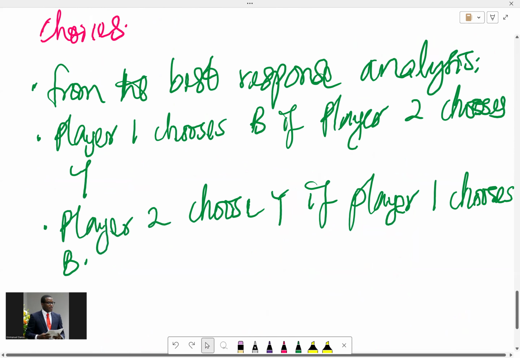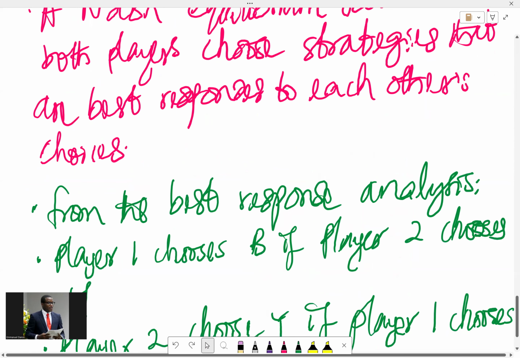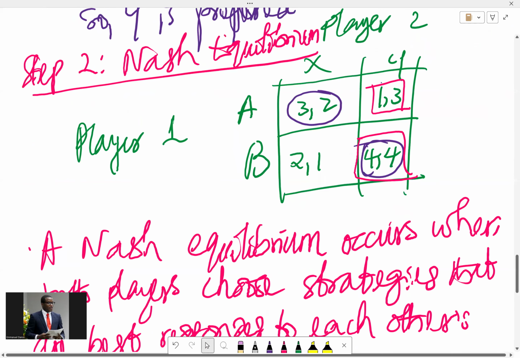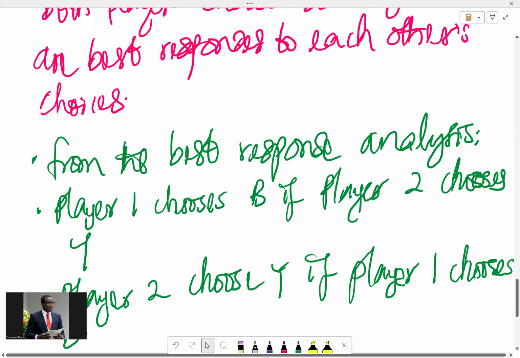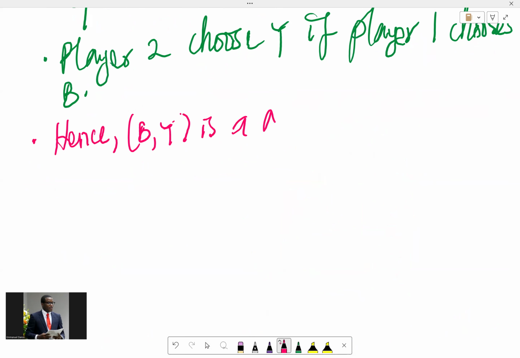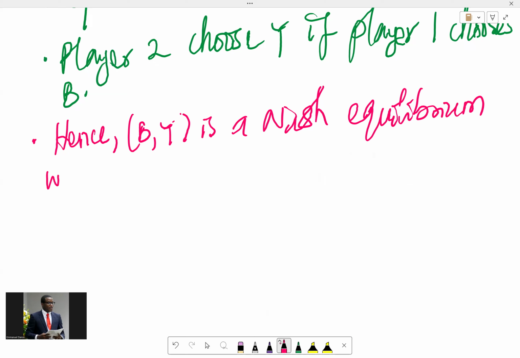So we can now finally say that, hence, BY, right? B for player one and Y for player two, is a Nash equilibrium. It's a Nash equilibrium with payoffs 4,4. So interestingly, they both get 4 points from the transaction.